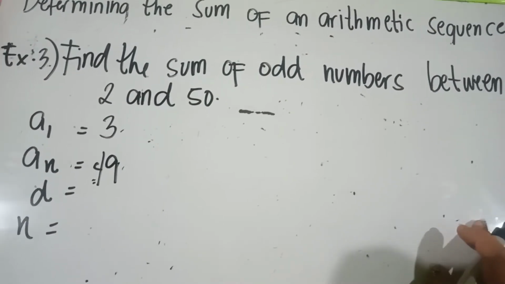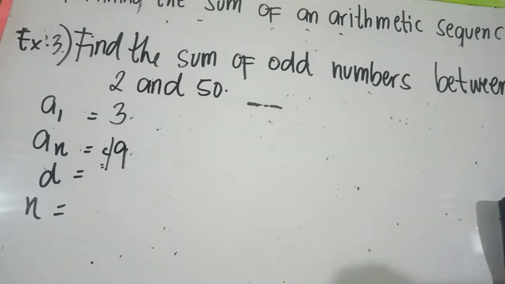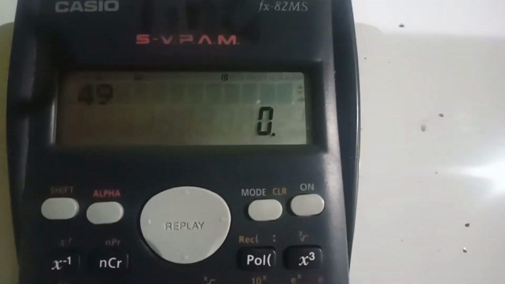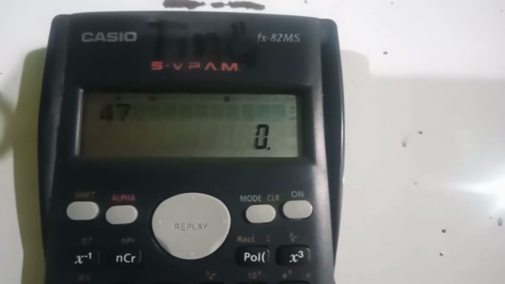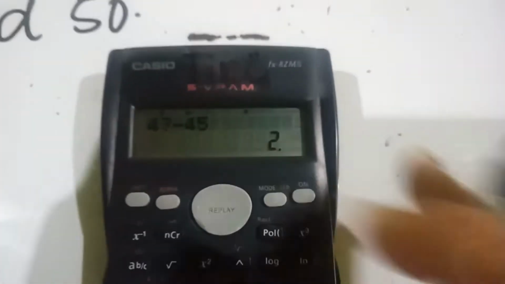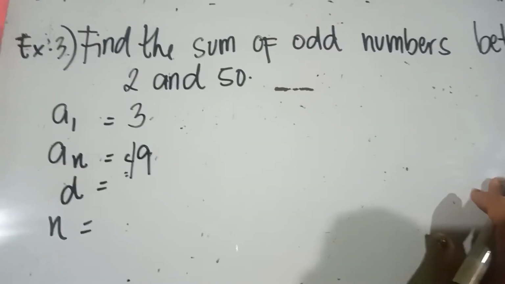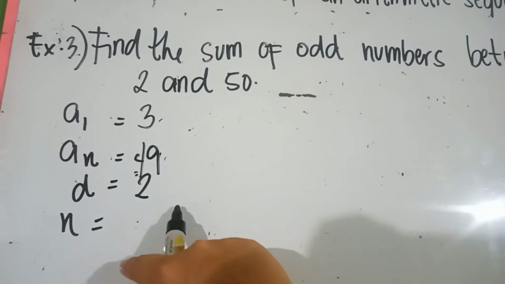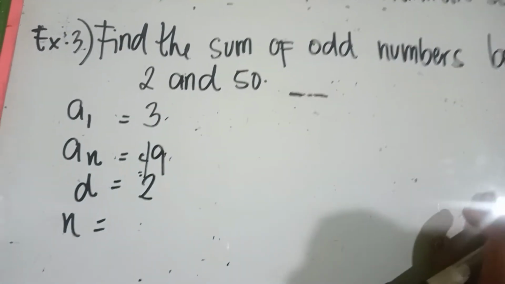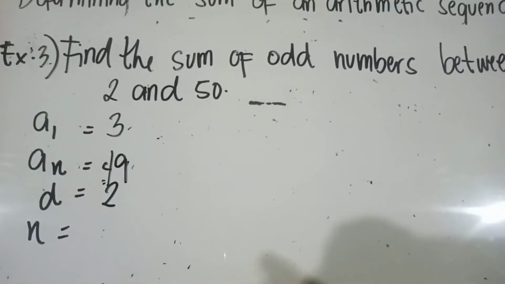So what about the common difference? 'Di ba sabi natin yung odd numbers 1, 3, 5, 7, 9. Okay, so let's subtract that. So we have 49 minus 47 is equal to what? Is equal to 2. 47 minus 45 is equal to 2. So therefore, nagtry lang tayo ng mga odd numbers. And then, we find out that the common difference is equal to 2. So, ngayon, nahanapin muna natin yung value ni n. Ibig sabihin, ilan ba yung mga terms from 3 to 49 na odd numbers?